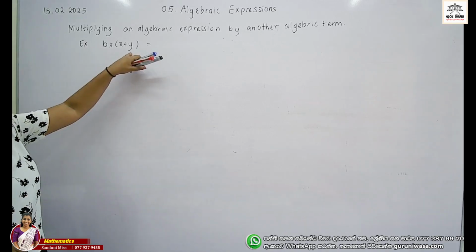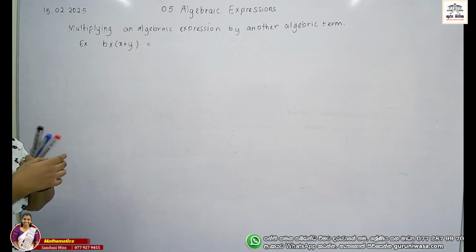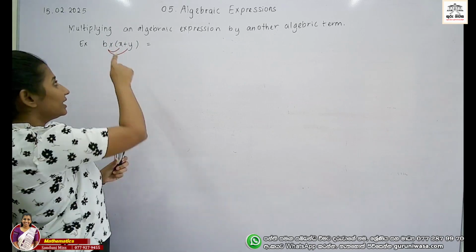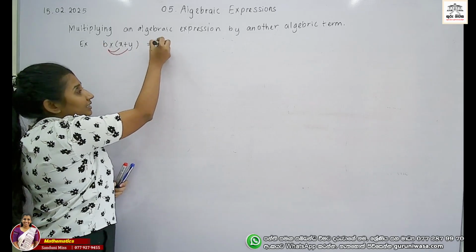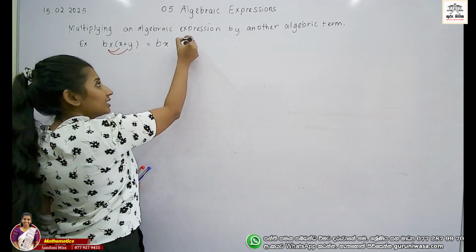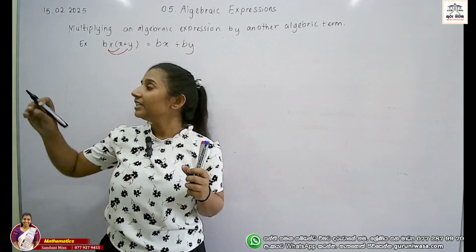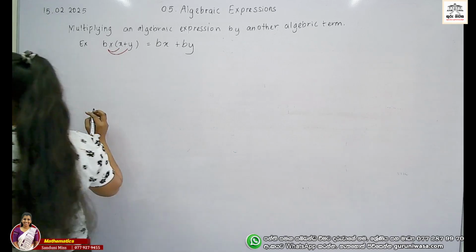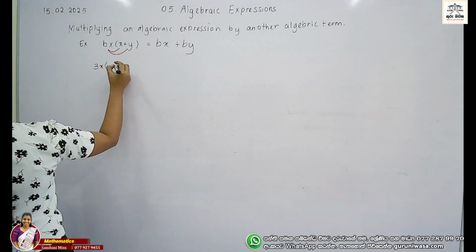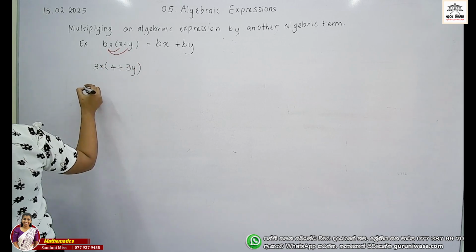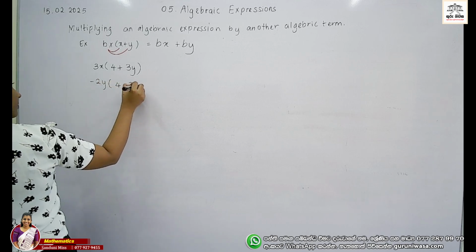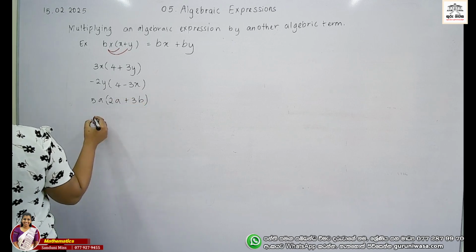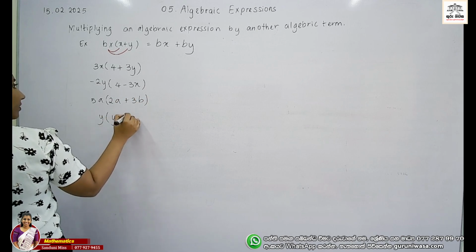So how do we do this one? Here the algebraic expression is here. The algebraic term is here. We are going to multiply the same way as positive multiplied by positive. You have to multiply each term by the term which we use to multiply. b times x is bx, plus b times y is by. The same procedure, only there is no numerical value, there is an algebraic term. Any doubts? Right. Then multiply. Find the answers.